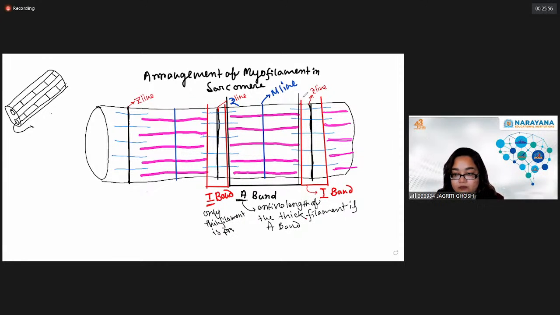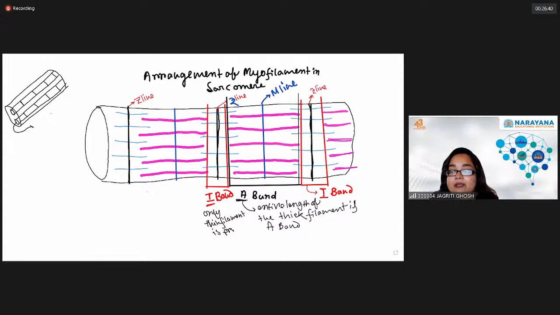Done. Lastly, one very small thing which we will discuss, that is the H zone. What is the H zone? The H zone is the zone where only myosin filament is present. No actin filament is present in the H zone. So in the total length of the myosin filament, that is the A band, only the portion where only myosin is present is called the H zone.